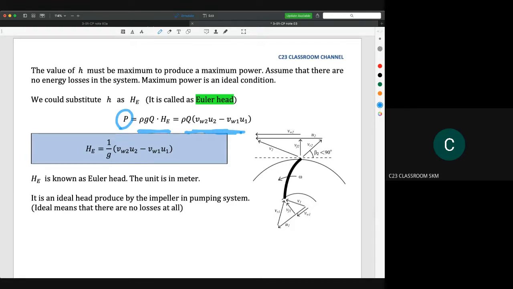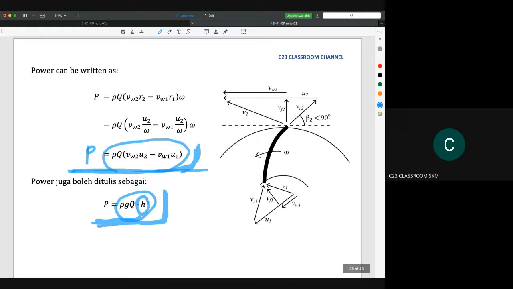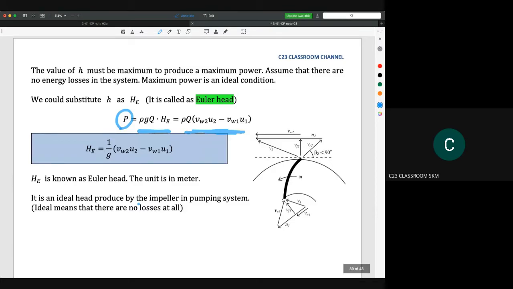Let's say this is the H. If H is at maximum, as I said here, the value of H must be maximum to produce maximum power. Assume that there are no energy losses in the system. So maximum power is an ideal condition. You need to understand this one. Ideal condition means a condition that does not have any losses, or any friction. If the ideal condition can be achieved, then you could get the maximum power.